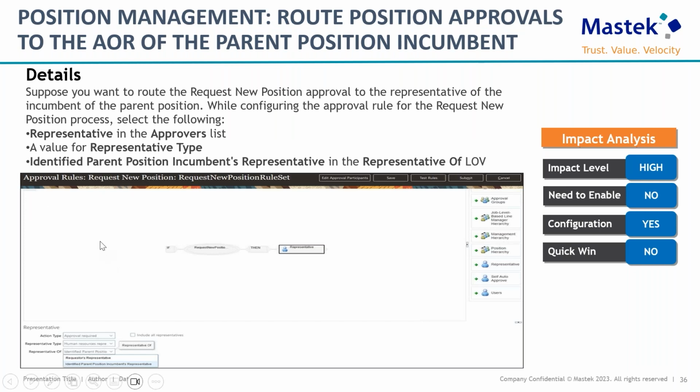This is how we configure it. Suppose you want to route the request new position approval to the representative of the incumbent of the parent position. While configuring the approval rule for the request new position process, we need to select the following: representative in the approvers list, representative type here, and identified parent position incumbent's representative should be selected in representative of. That's how we configure, and it will be routed accordingly.